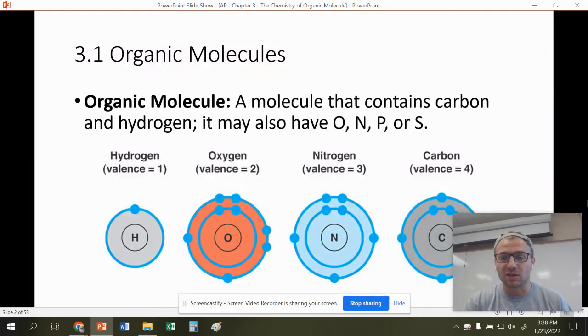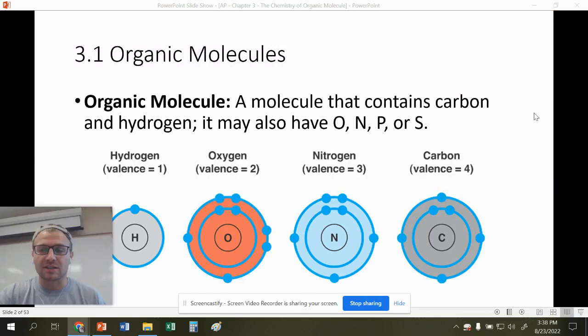All right, organic molecules. This is a molecule that contains carbon and hydrogen and may also have oxygen, nitrogen, phosphorus, or sulfur. But the main elements in an organic molecule are carbon and hydrogen.